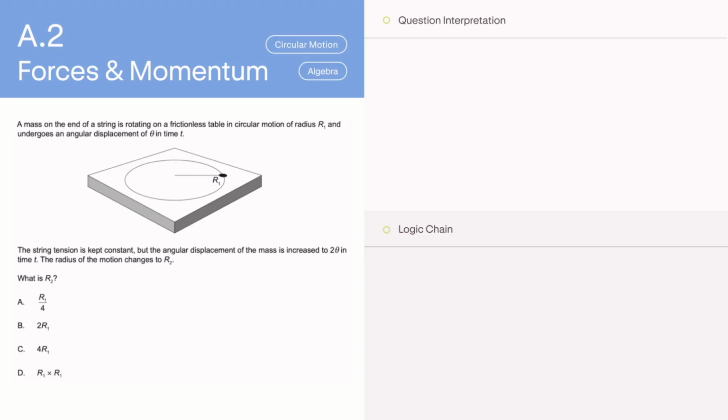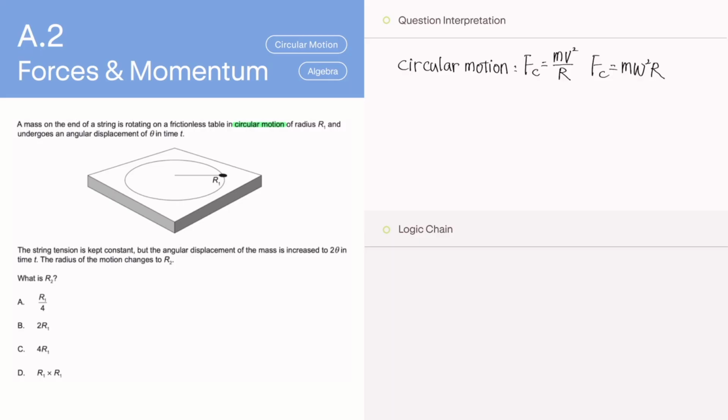Now let's interpret the question together. Circular motion. There are actually two equations for circular motion. One is the centripetal force equals mv squared over r. m is the mass, v is the linear velocity, r is the radius of the circular path.